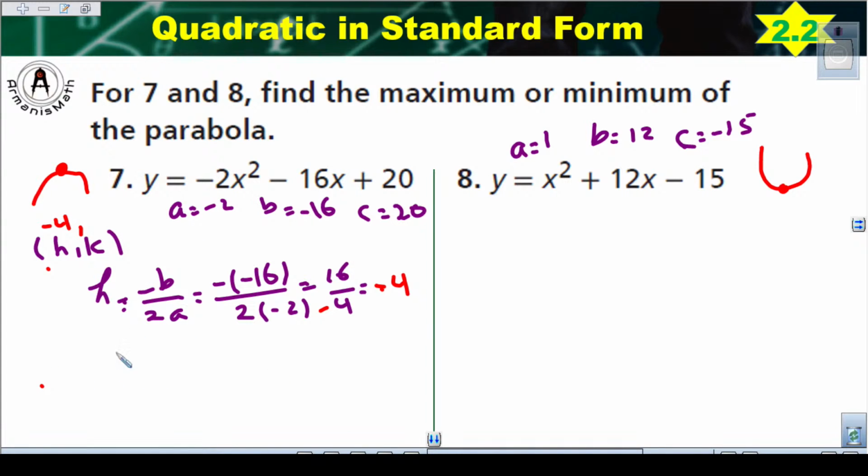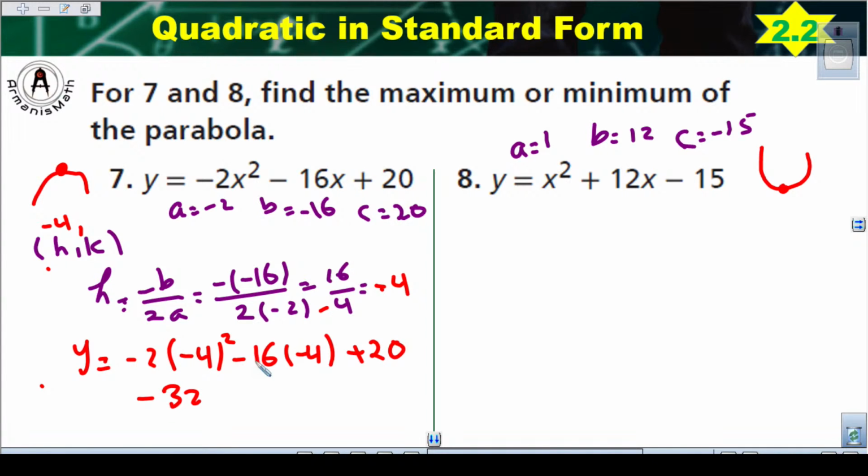So I'm going to plug in -4. y equals -2 times -4 squared minus 16 times -4 plus 20. Be patient with this one. So this is positive 16 times 2. I know 15 times 2 is 30. What is 16 times 2? 32. But it's negative, right? And then I've got negative times negative, that's positive. 32 plus 32.